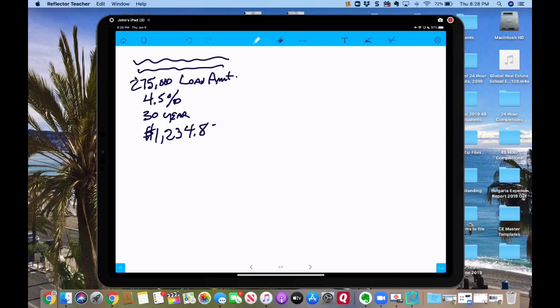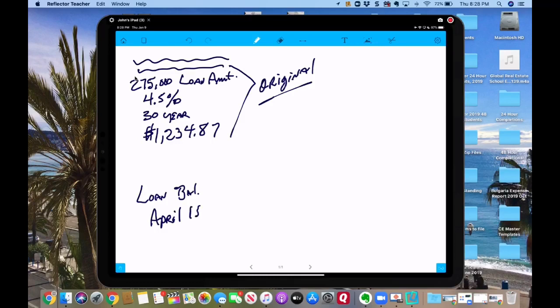The payment is $234.87. Now, you will not have to calculate the payment, okay? They will always give that to you in the problem. But they're going to drop down and say, this was the original terms that the seller took out. And the loan balance on April 1st is, let's just say, because they're selling the property, $267,544.